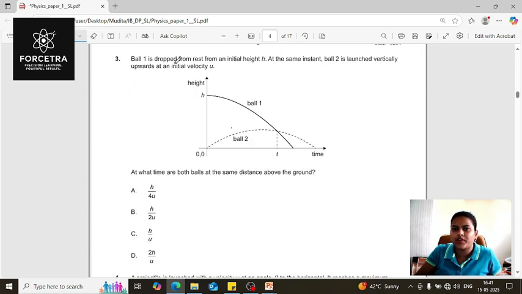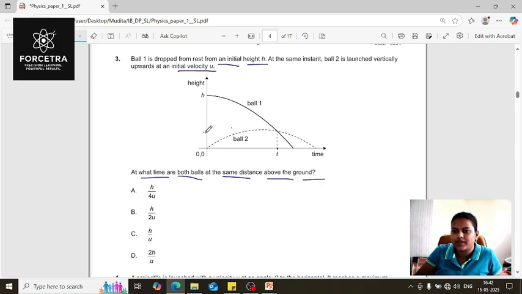Third question. Ball 1 is dropped from rest from an initial height h. At the same instant, ball 2 is launched vertically upward with initial velocity u. At what time are both balls at the same height above the ground? So we have to find this time where the balls are at the same distance above the ground.